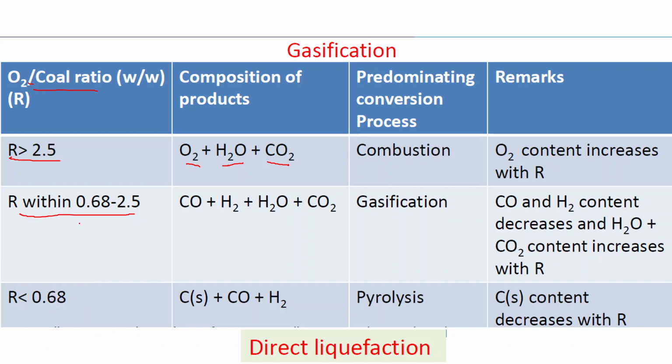But if we reduce this R ratio to less than 2.5, in between 0.68 and 2.5, then the procedure that takes place is gasification. In this, what we get is syngas. The concentration of CO and H2 is higher. H2O and CO2 are also present, but their amount is less than carbon monoxide and H2, which are collectively called syngas. And if we further reduce this ratio to less than 0.68, then pyrolysis takes place, and we get carbon and syngas.